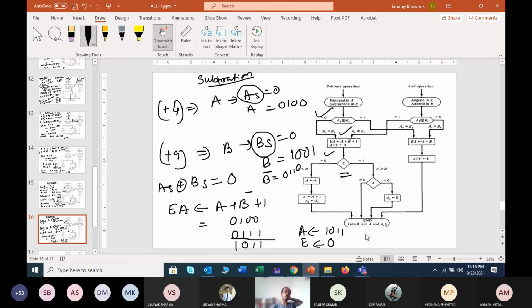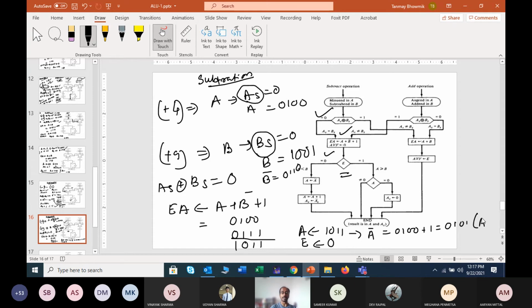You have to take one more complement of that result. So that means this data should be complemented again. That means you should calculate A complement first. A complement will be 0 1 0 0. Now you add 1 to it, because you have to perform A complement plus 1, right? So that means it is 0 1 0 1. And this is your final A complement plus 1 actually.